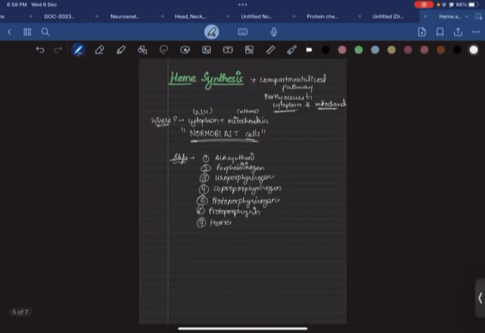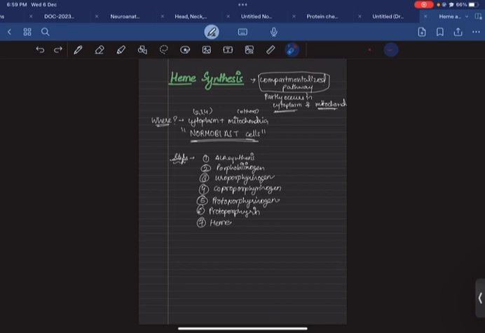Now let's discuss synthesis of heme. Now heme synthesis is obviously very essential because it produces hemoglobin, which is responsible for the transport of oxygen. So you can guess how important it must be, right? So now it is a compartmentalized pathway. What I mean by a compartmentalized pathway is that it occurs partly in cytoplasm and partly in mitochondria. That means some steps occur in cytoplasm and some steps occur in mitochondria.